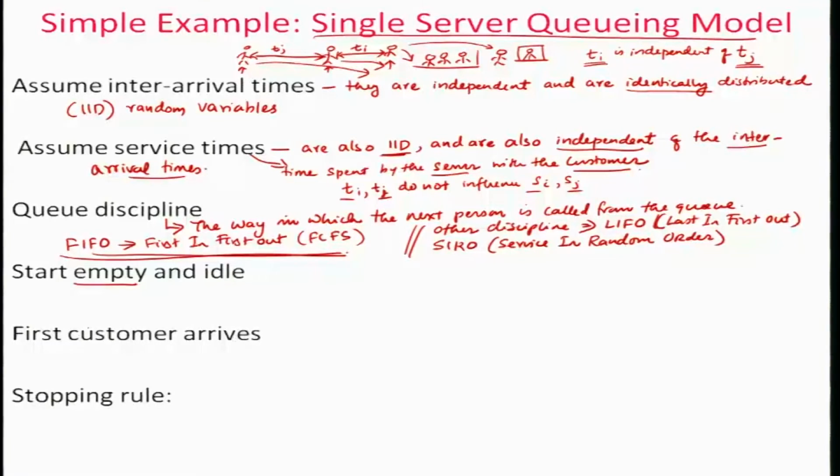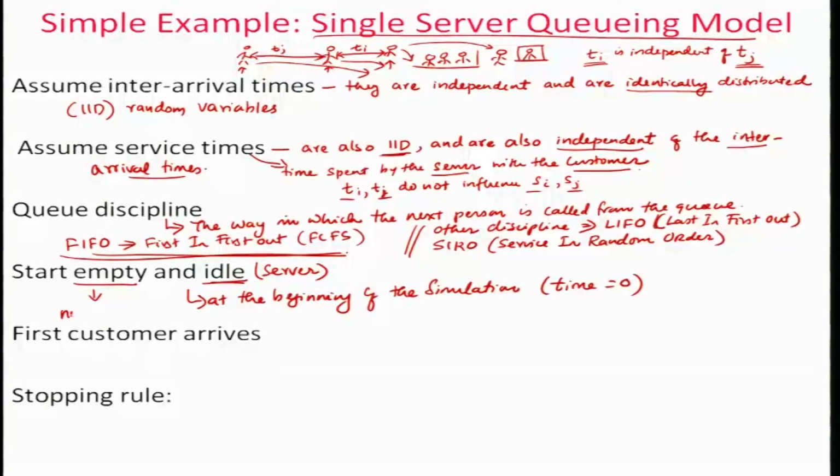You start the system empty, nobody is in the system and idle, at the beginning of the simulation, or what we call time equal to 0. At time t equal to 0, the system is started empty and idle. So there is nobody in the system and the server is idle. Idle is the server, empty means no customer. That is the initial starting condition of the system. Then when would the first customer arrive? We have to make that happen.